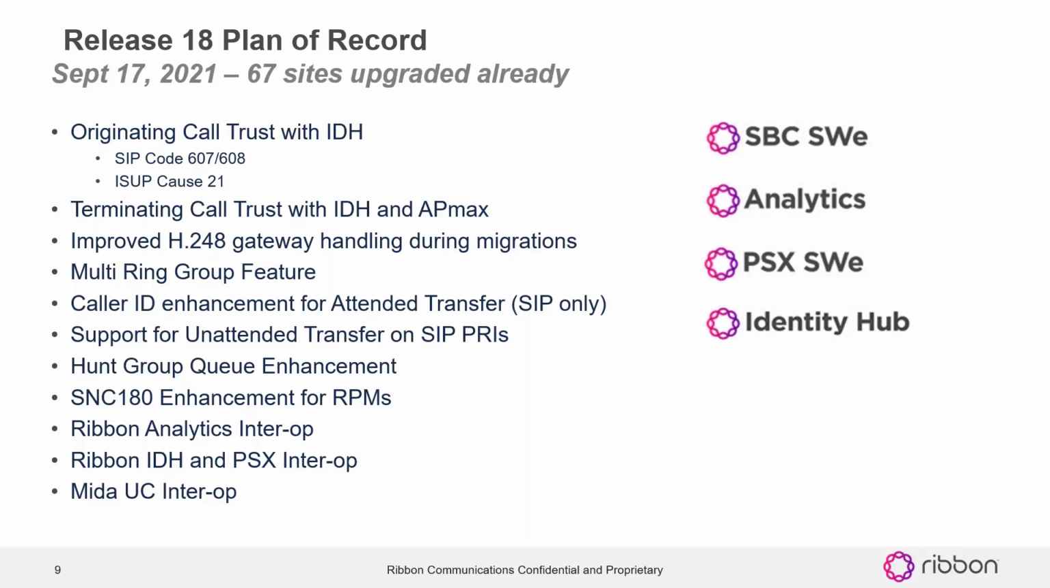So here's the content of Release 18. The Originating Call Trust with Identity Hub, the SIP code 607, 608, and the ISUB 21. I mentioned that those are in a patch. They were sourced in Release 18. We did interop with Identity Hub to make sure that works. For the Originating Call Trust, for Terminating Call Trust, we've continued to work with Identity Hub and with AP Max.